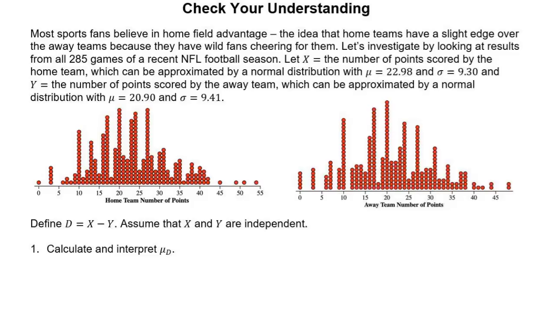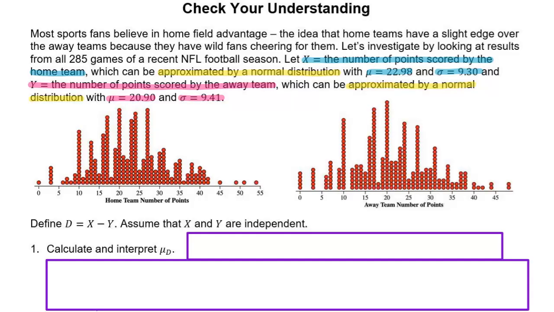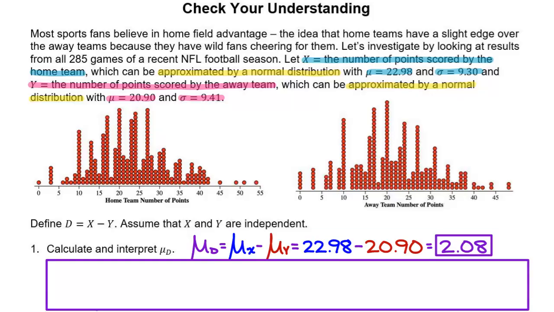What's the mean of our new random variable D? 2.08. The mean of D is 2.08. You took the mean of X, which was our home team, minus the mean of Y, which was the away team. We get 2.08.